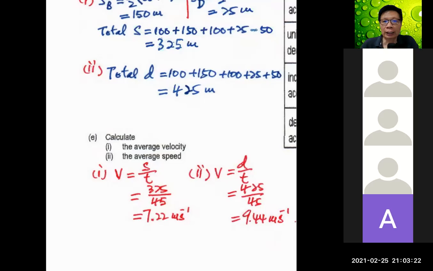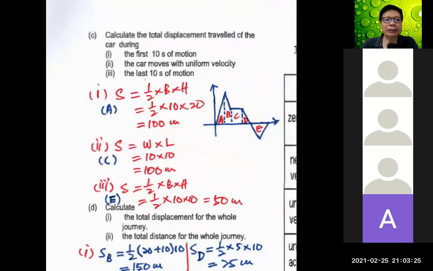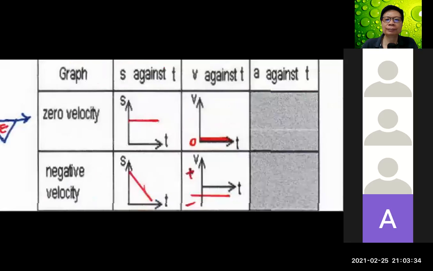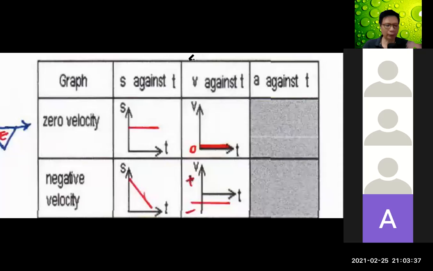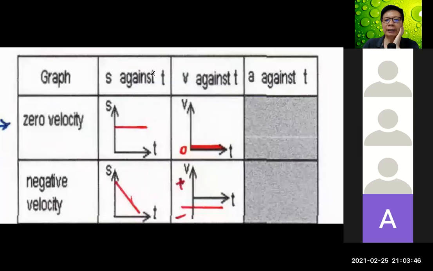Okay, now we move to the last section of this lesson. Motion graphs. There are many graphs you need to memorize. There are 3 types of graph here. First one is displacement-time, where s is displacement. This one is velocity against time. You have studied these 2 graphs already, displacement-time and velocity-time. And the third one, which you only study now, is acceleration-time.